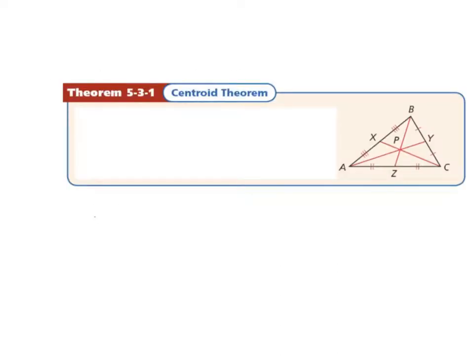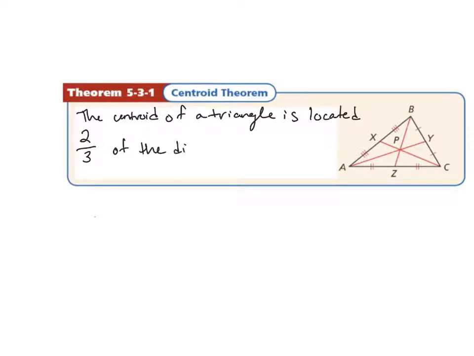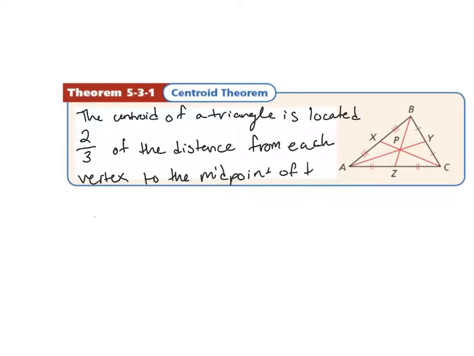Now, let's talk about the centroid theorem. The centroid of a triangle is located two-thirds, so that's important, it's two-thirds of the distance from each vertex to the midpoint of the opposite side.